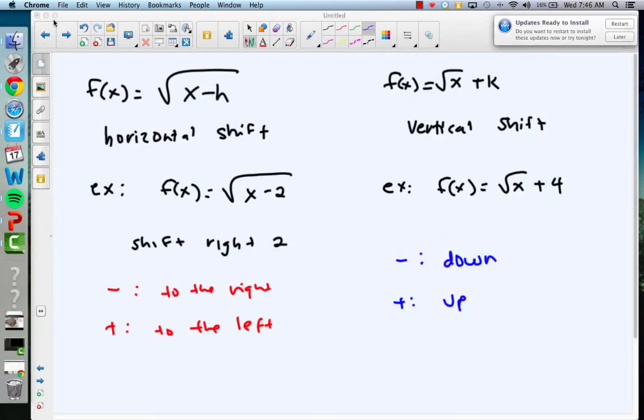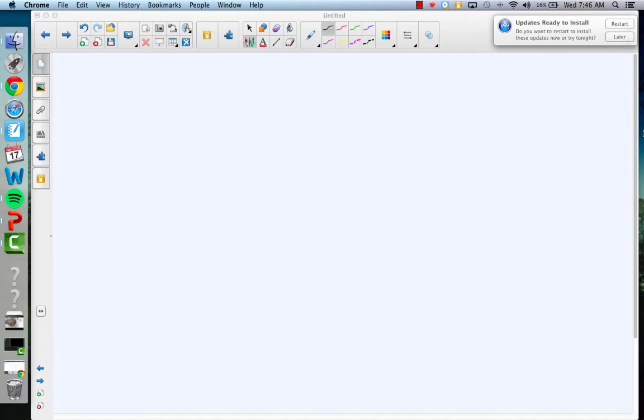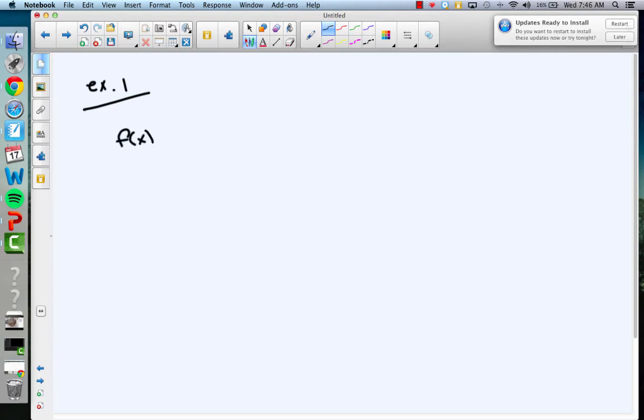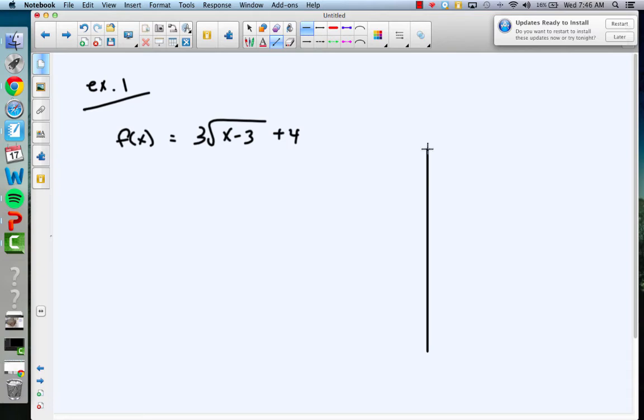So let's go ahead and try some that we can graph on our own. Let's say, really more like example 1, we have f of x equals 3 times the square root of x minus 3 plus 4. What I would always suggest doing is start by finding your initial value. So where does it start? And that's always going to be where it shifts horizontally and vertically.